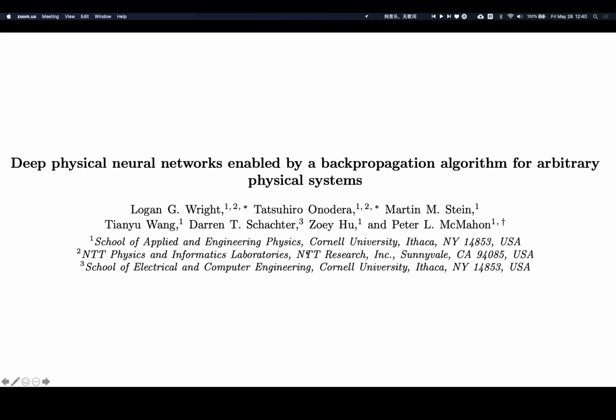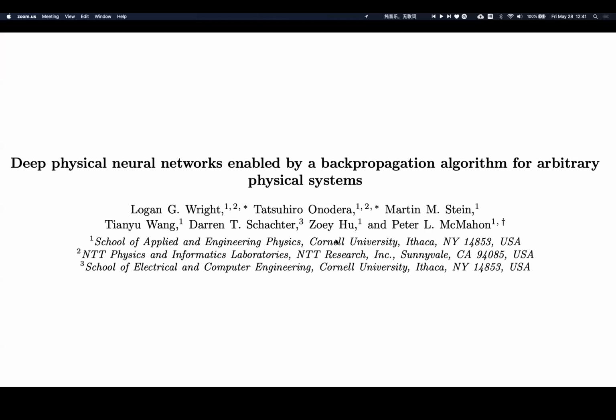So now let's welcome our second speaker, Liu, also from our group, and he will present a paper review with the title Deep Physical Neural Networks Enabled by a Backpropagation Algorithm for Arbitrary Physical Systems. So Liu, can you share the screen? Yeah. Can you see the screen? Yeah, we can see that. Yeah. So I'll present this paper.